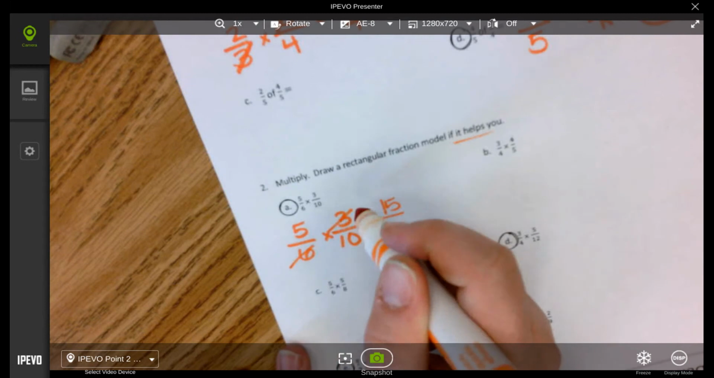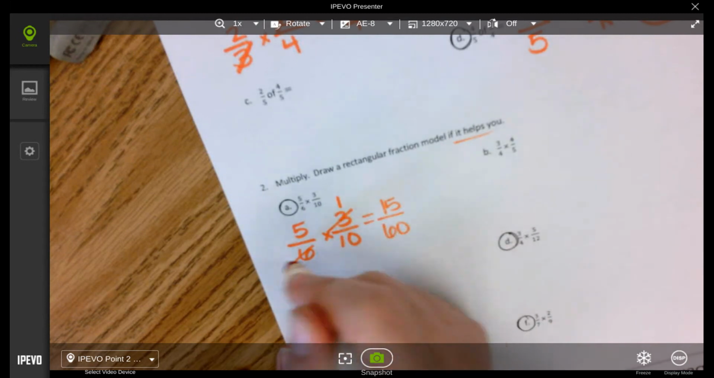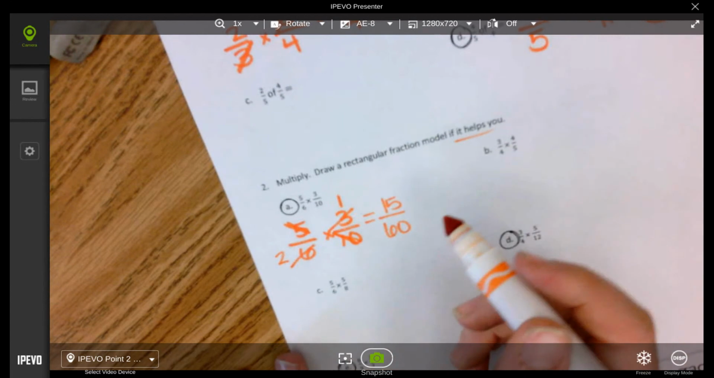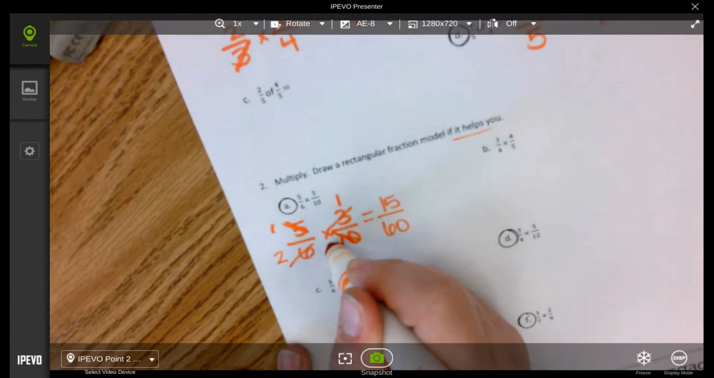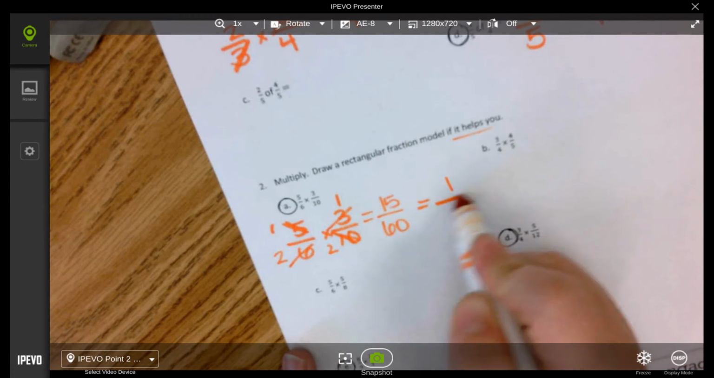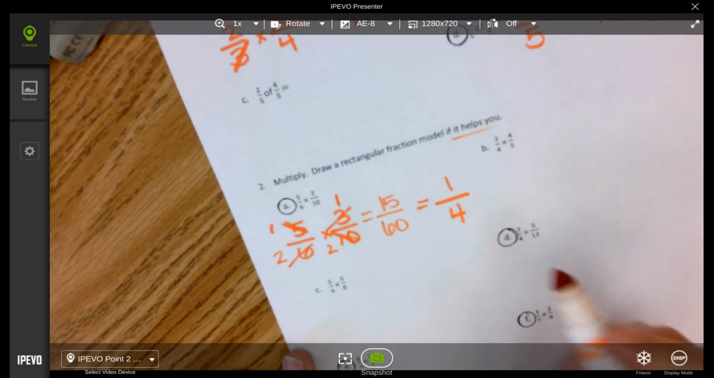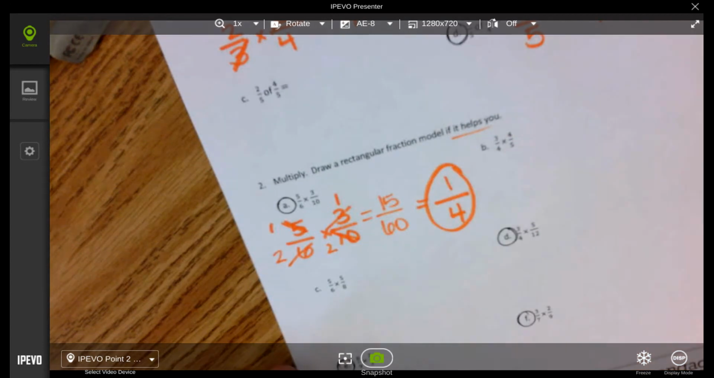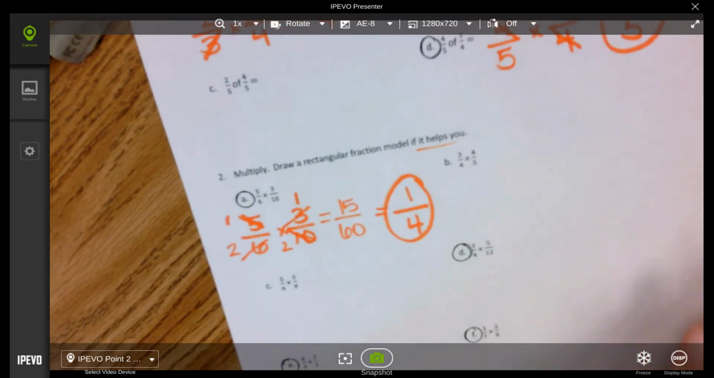If you want to do some cross reducing, you can do that as well. 3 and 6 can both be divided by 3. This becomes a 1. This becomes a 2. 5 and 10 can both be divided by 5. This becomes a 1. This becomes a 2. 1 times 1 equals 1. 2 times 2 equals 4. 15/60 is equivalent to 1/4. 1/4 is just the most reduced version.